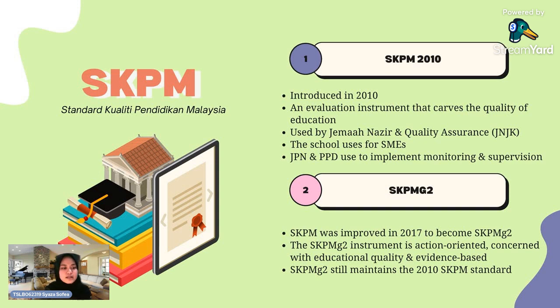So the second one is SKPM G2. It was improved in 2017 to become SKPM G2 in order to increase the effectiveness of management and teaching. The SKPM G2 instrument is action-oriented, concerned with the quality of education, and based on evidence. SKPM G2 still maintains the SKPM 2010 standards, which are 5 standards, with improvements.